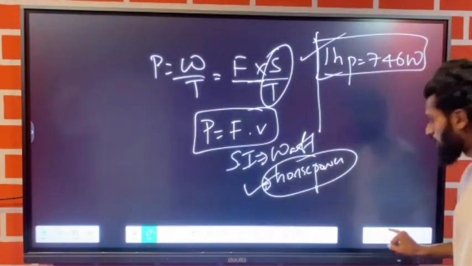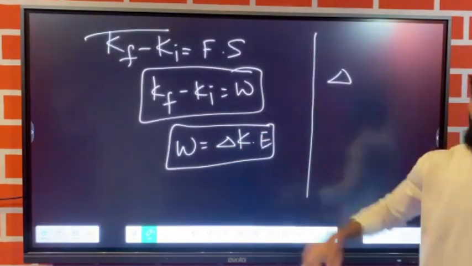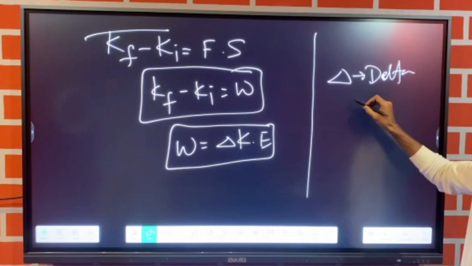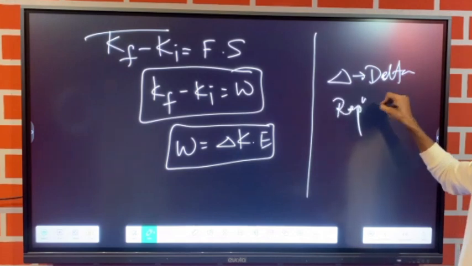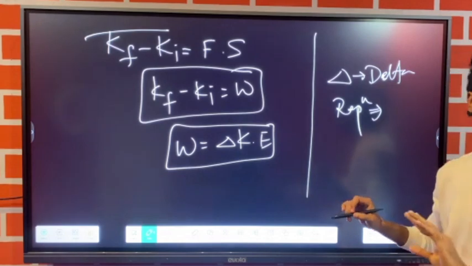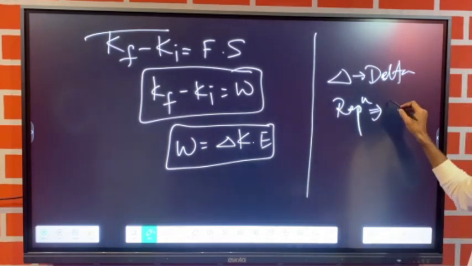Okay. Now coming back to work energy theorem, finish this off. This means delta represents change. So today's class, we are done with the theory part of work power energy. Once you guys go through the PDF, change.